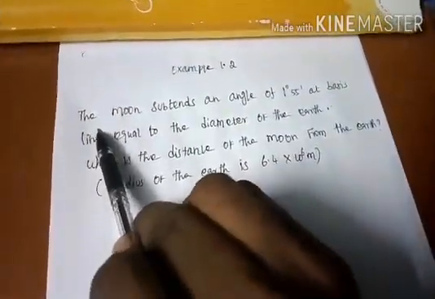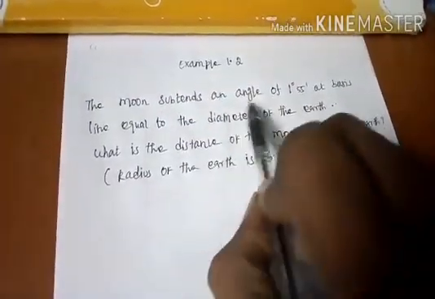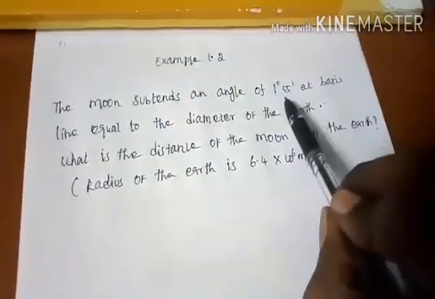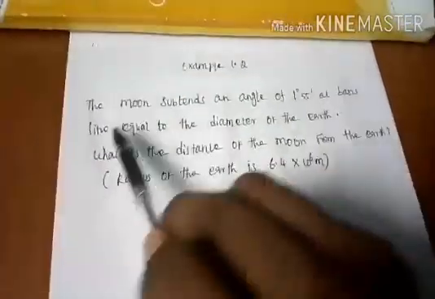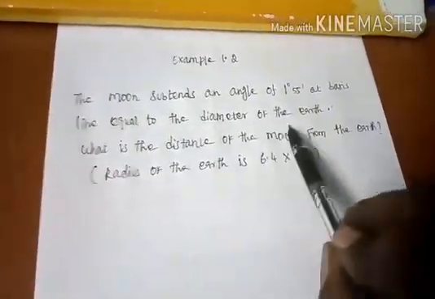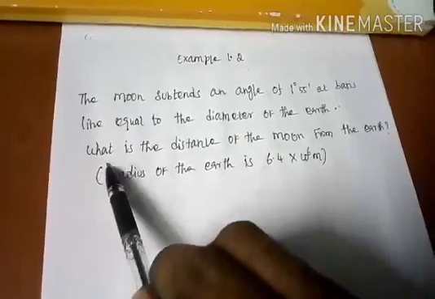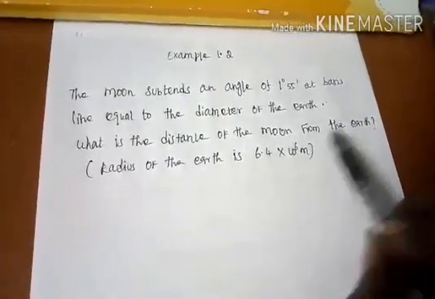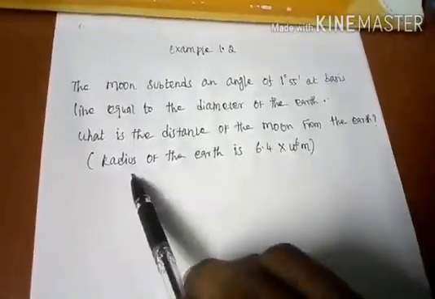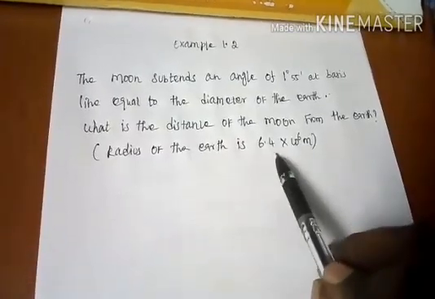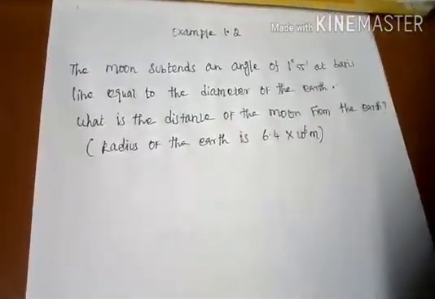Okay, next problem is example 1.2. The problem is, the moon subtends an angle of 1 degree 55 minutes at a base line equal to the diameter of the earth. So what is the distance of the moon from the earth? So here radius of the earth is 6.4 into 10 power 6 meter.